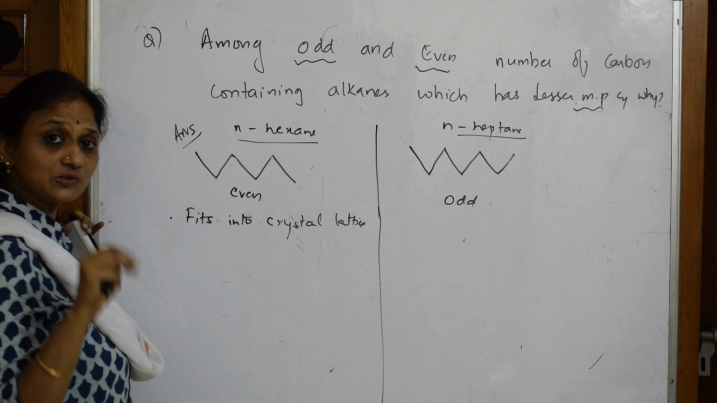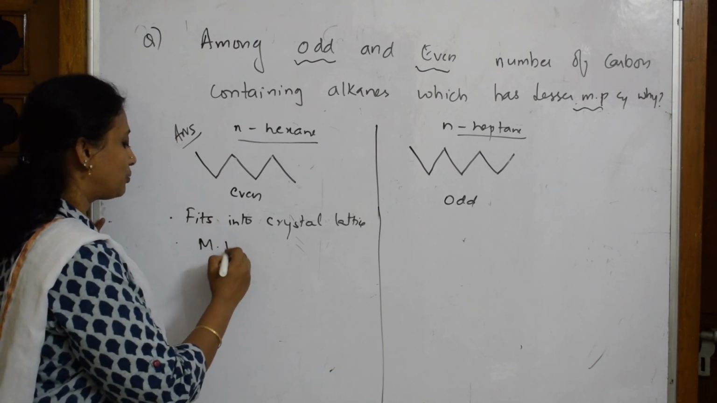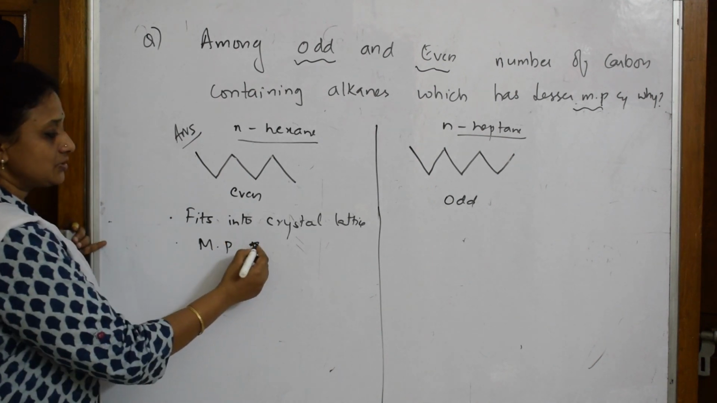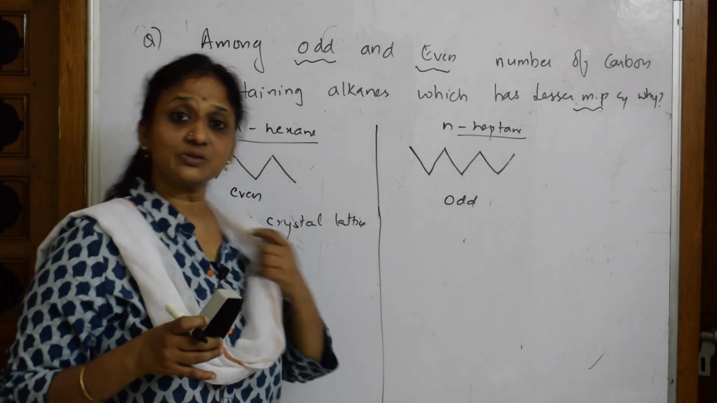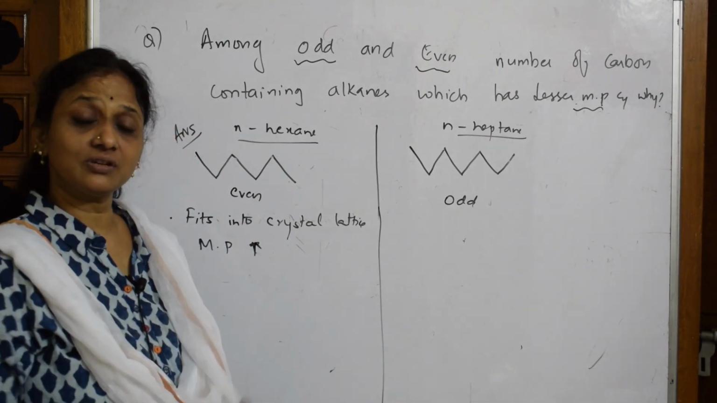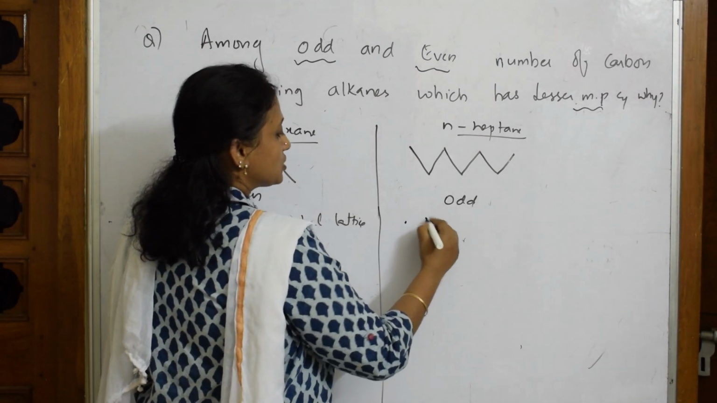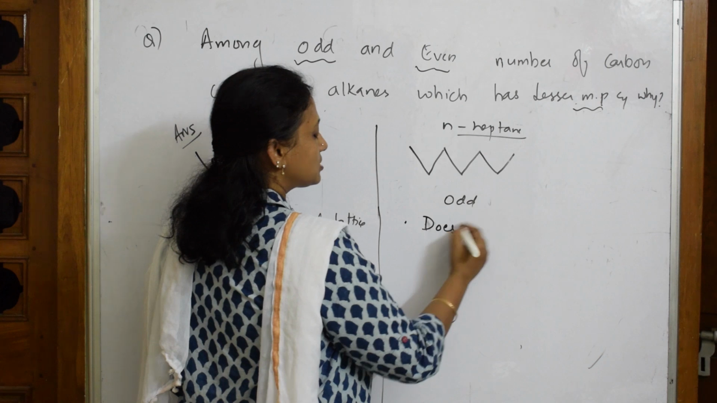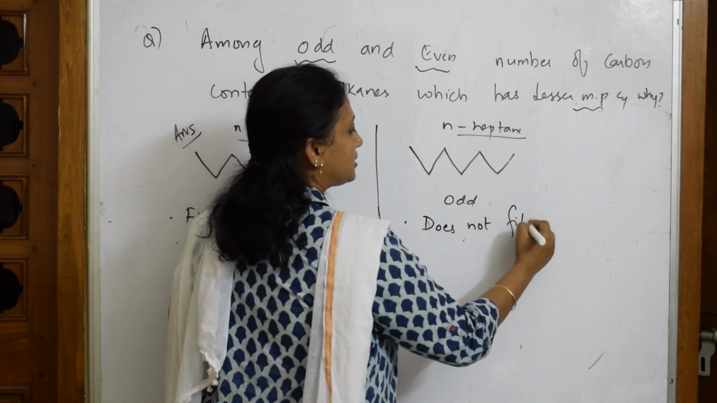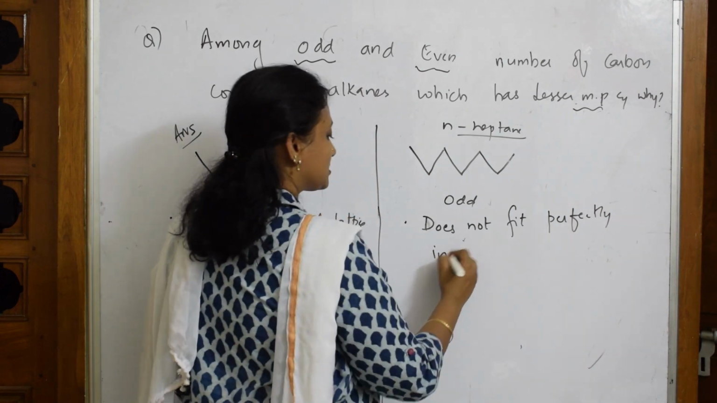When it fits in the crystal lattice, what will happen? Magnitude also increases, the forces of attraction also increase, and here the melting point will be high, because you need to break the lattice and separate that. But when it comes to N-heptene, I said it is an odd electron, and does it fit perfectly into the crystal lattice? No, it will not fit. So let us write that sentence also: does not fit perfectly into crystal lattice.